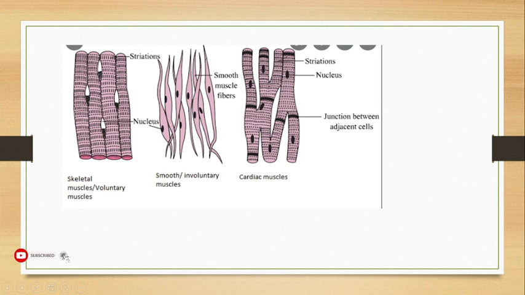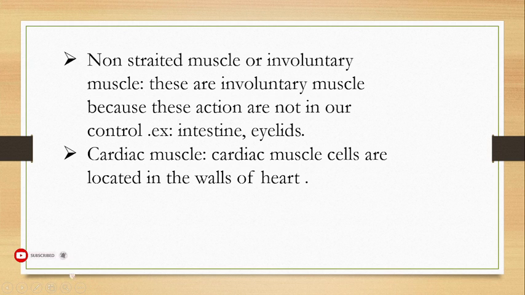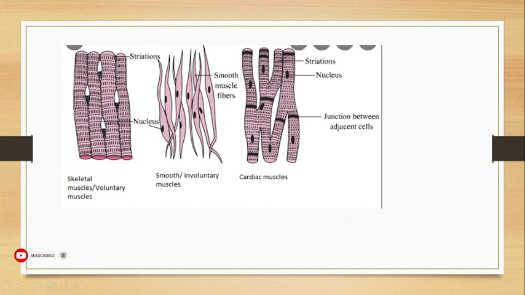The other type is involuntary muscle or non-striated muscle. They end with a pointed end, and these are the smooth muscles. We can see them, for example, in the intestine and the eyelids. In striated muscles many nuclei are present, whereas in smooth involuntary muscles a single nucleus is present.